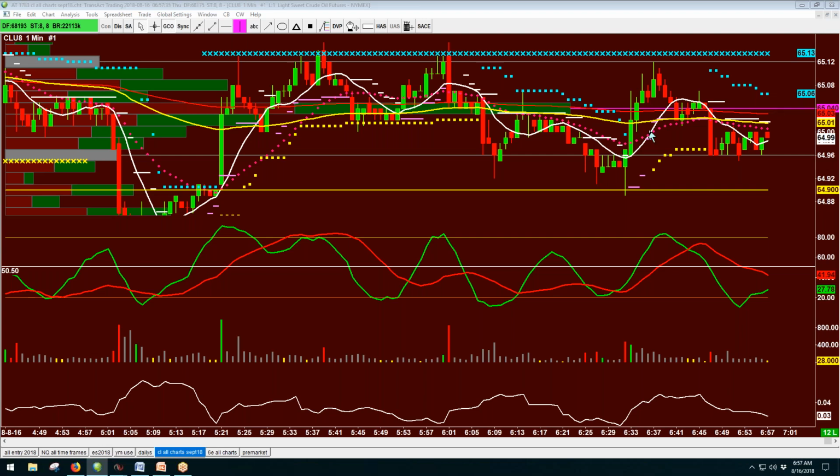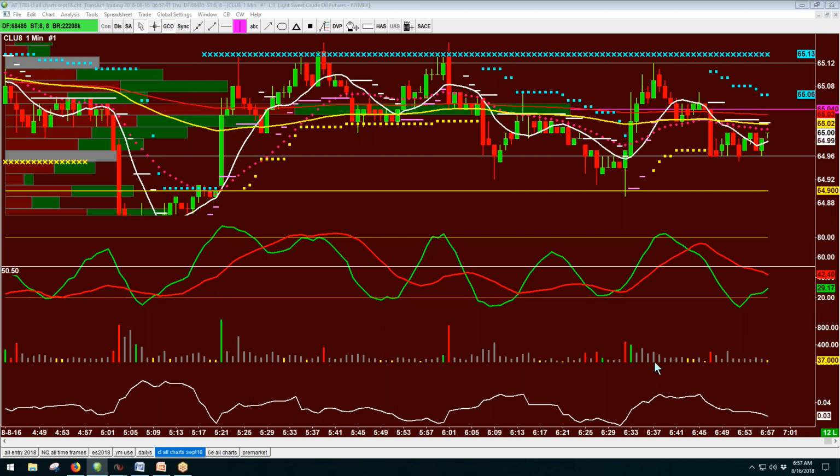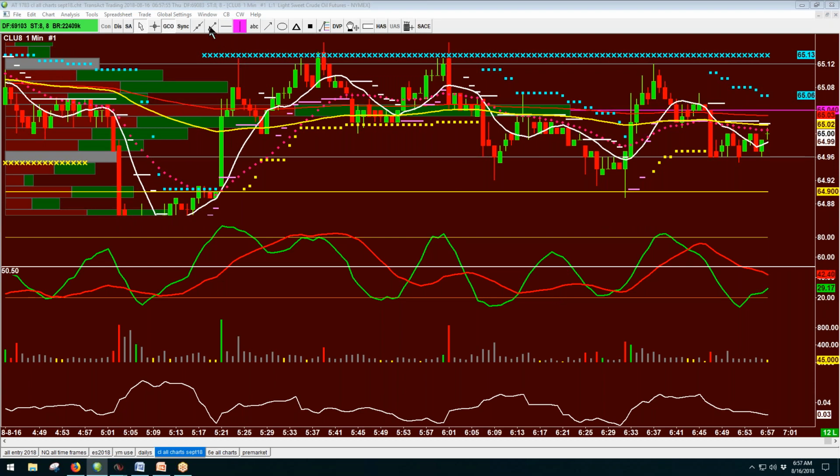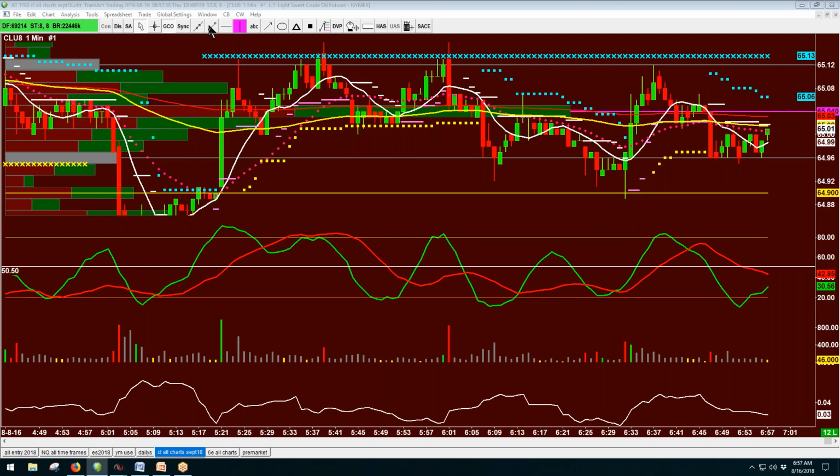So I'm just going to show you here on CL this morning. It's a 1-minute chart. It's not going to really matter what size chart you're looking at, but right here you can see this yellow line. This is yesterday's close, and I use the double stochastic for filtering out trades, which many of you already know if you trade the Slinky.